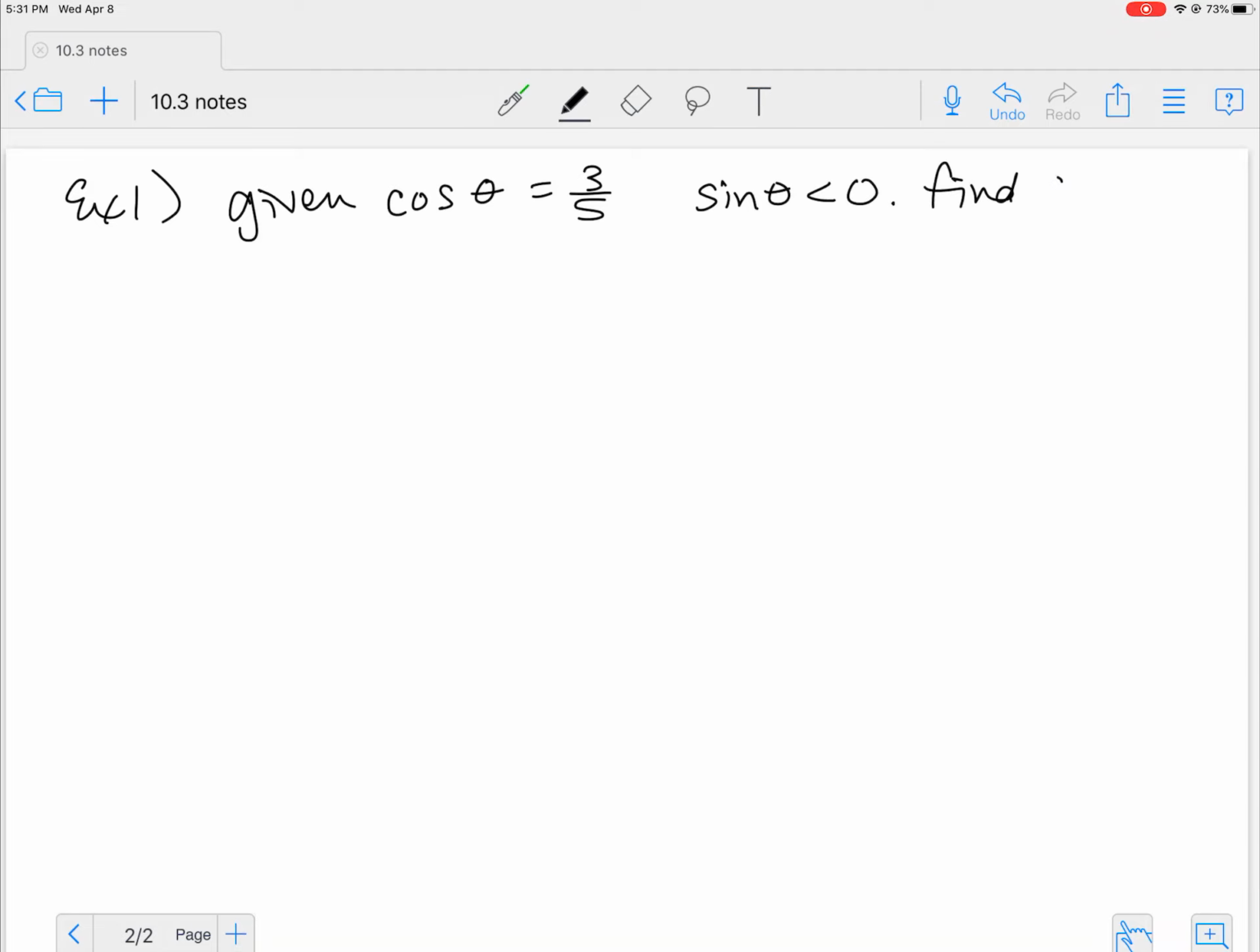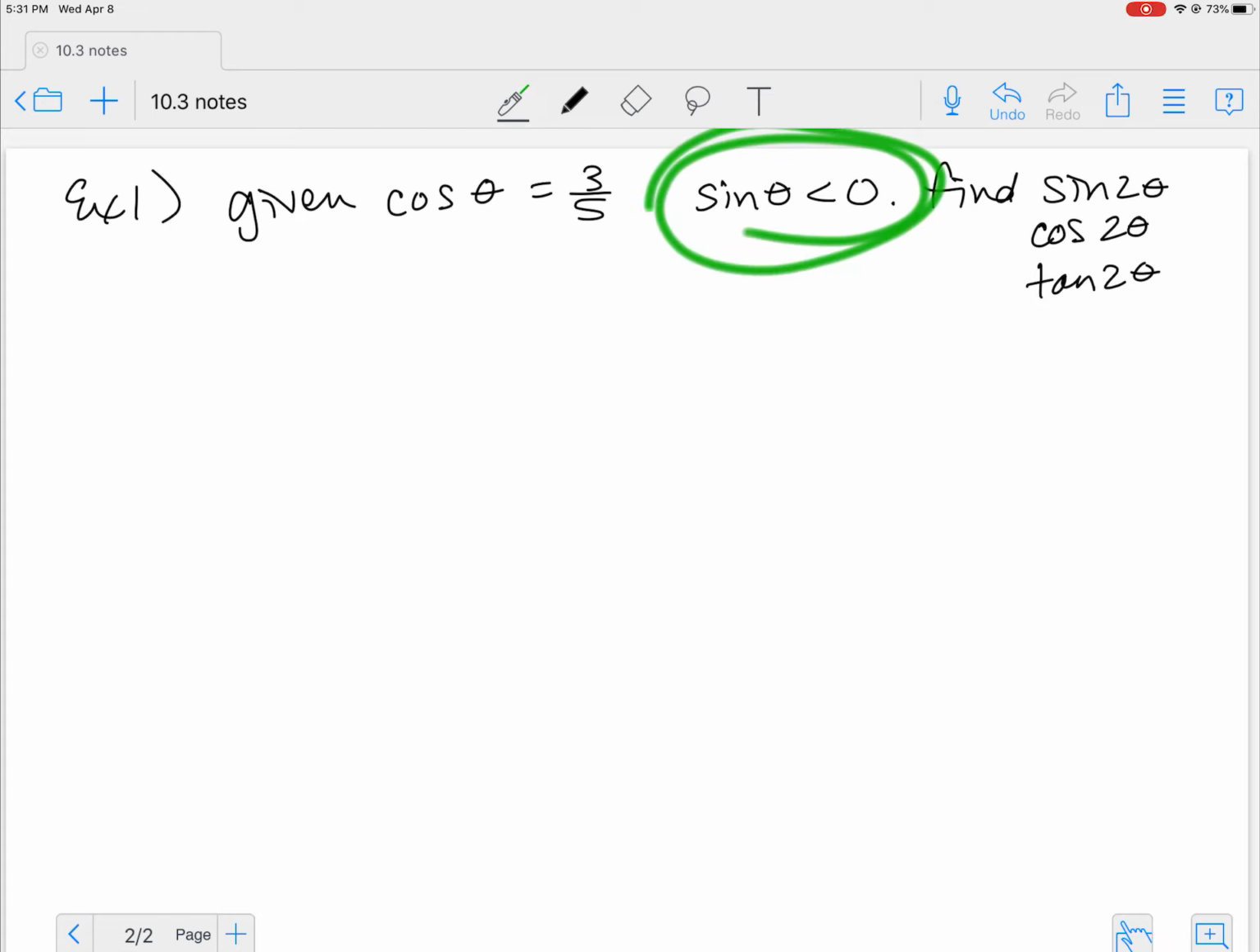We are going to have something like here in this example 1, where I am given that the cosine of theta is equal to 3/5. Sine of theta is negative, so less than 0, and I need to find double angle sine, double angle cosine, and double angle tangent. I have to find all three of those. All right? So let's do it right now.